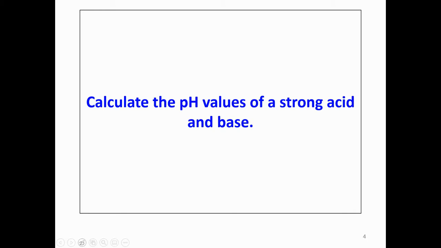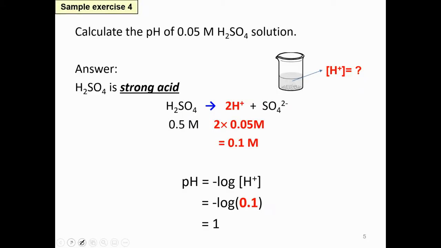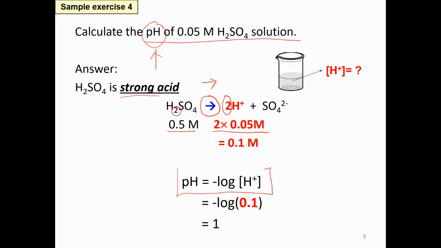Calculate the pH values of strong acid and base. It's given H2SO4, find the pH. We know that it is a strong acid. Therefore, it completely dissociates, so when completely dissociated, we only use a single arrow. And here we have 2, that's why it is 2H+. So if let's say we have 0.5 molar, the hydrogen ion will be 2 times 0.5. Then in order to find pH, we use the formula pH equals negative log H+. So finally, we will get 1.